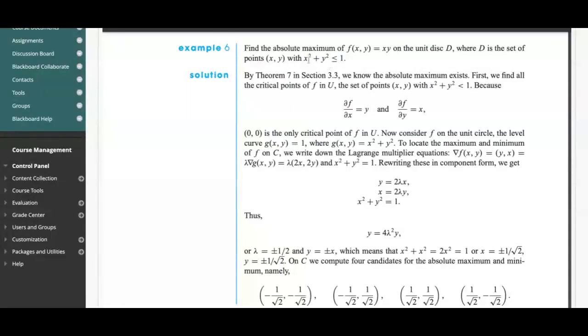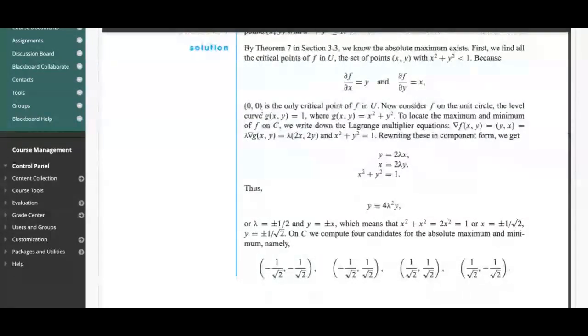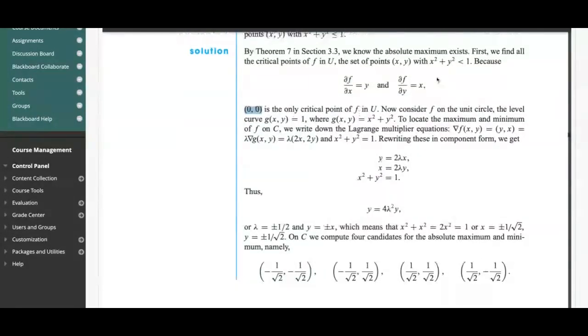Because we're dealing with an open set, x squared plus y squared less than 1, and we're dealing with a closed set, x squared plus y squared equals 1. All right, we're dealing with the first open set. On an open set, we use the first derivative and second derivative test. Partial f partial x equals y, partial f partial y equals x, set to be 0. That means the origin is the only critical point for f on this open set. Then we can use the second derivative test to see if it's a local minimum or local maximum, or we observe the function.